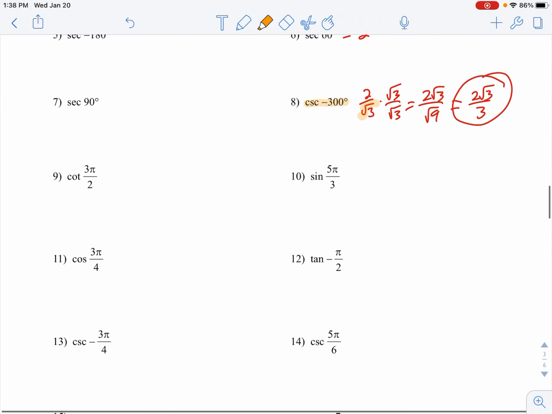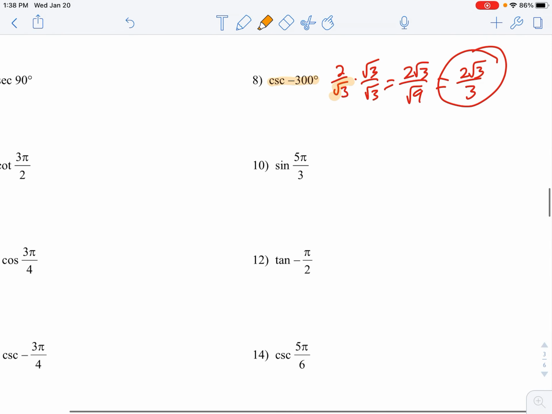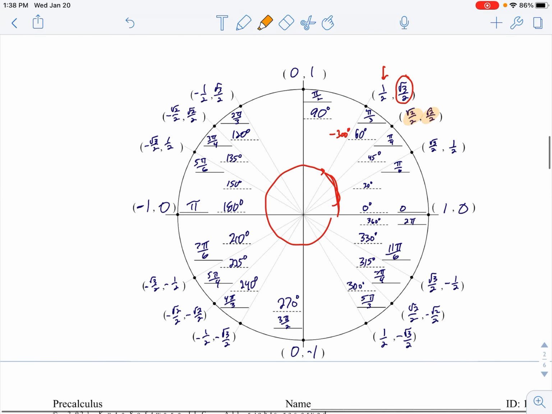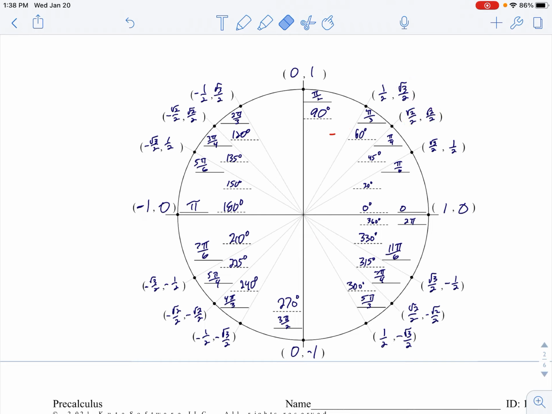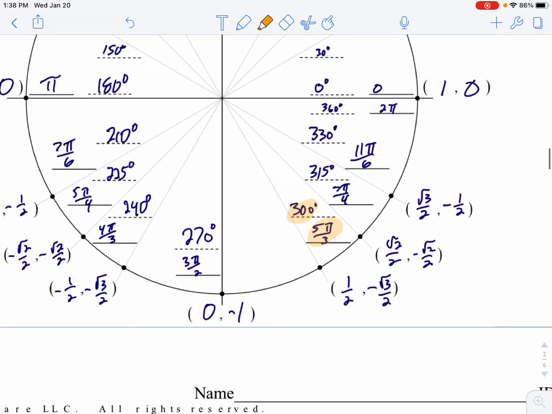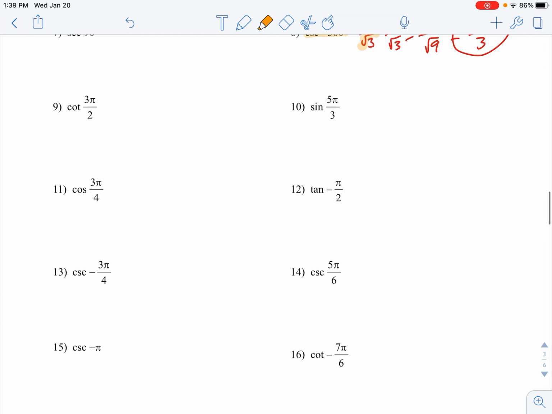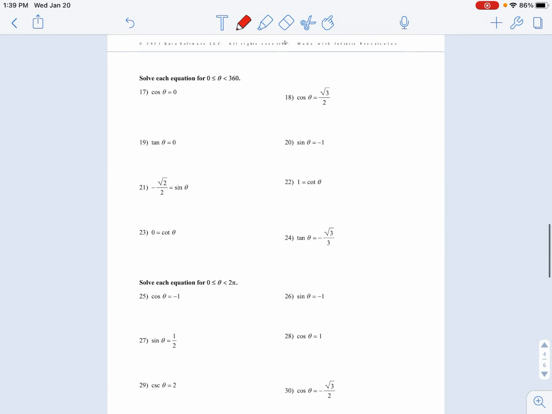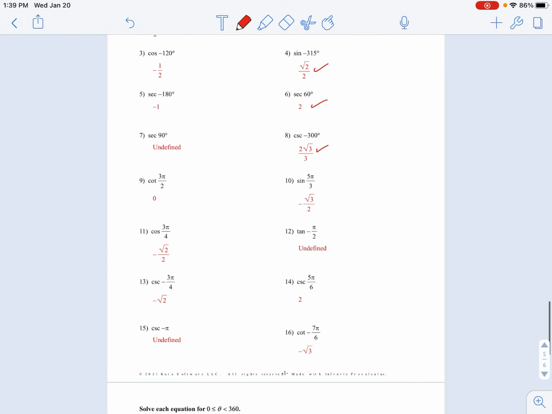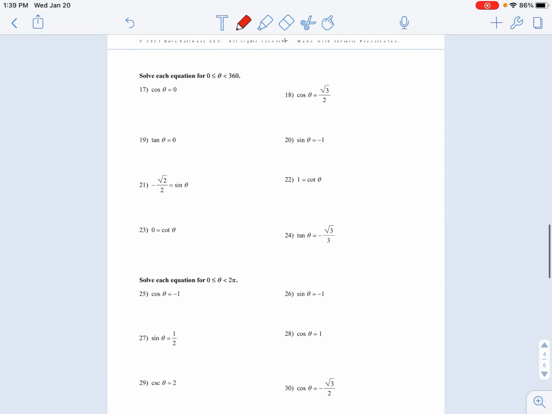Okay. Number 10. Sine of 5 pi over 3. Okay, now this is in radians, but that's okay. Our unit circle is in radians. We got to find 5 pi over 3, which is right there. So that's a 300-degree angle. And we're supposed to find the sine. Sine is the y value. So that's negative square root of 3 over 2. Let me check number 10 and make sure I didn't screw up. Negative square root of 3 over 2 right there.